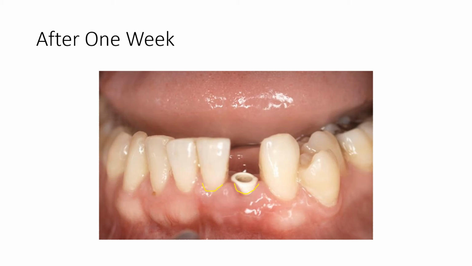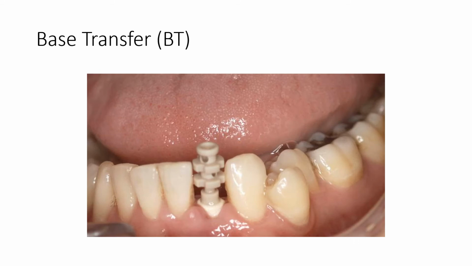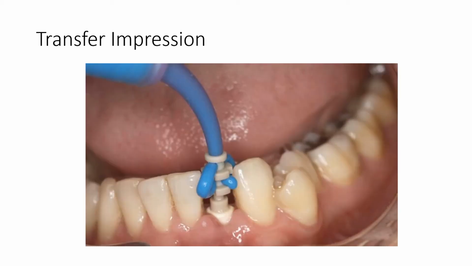So now we are ready to do our transfer impression from the base, or a tissue level impression. Now the transfer is pushed securely into position on top of the transfer base. The impression material is then injected through the top of the quick transfer and escapes out through the side vents. This allows the quick transfer to be securely locked within the impression material.